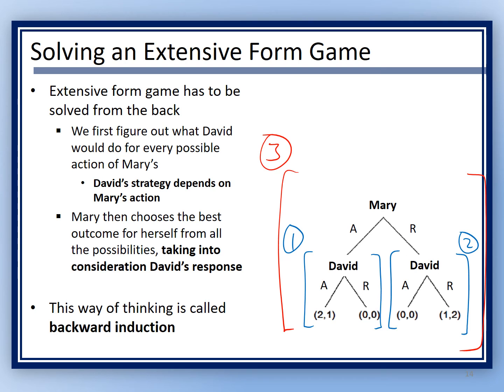So, let's go through that. Let's start with number one. Number one is the same logic that we have shown. David is choosing between action and romance. 2 versus 1, action is better. In the second case, David is choosing between 0 versus 1, romance is better. And finally, Mary is choosing between 1 from action and action, and 2 from romance and romance. So she's going to choose the romance movie. So that's the logic of backward induction. Start from the back.